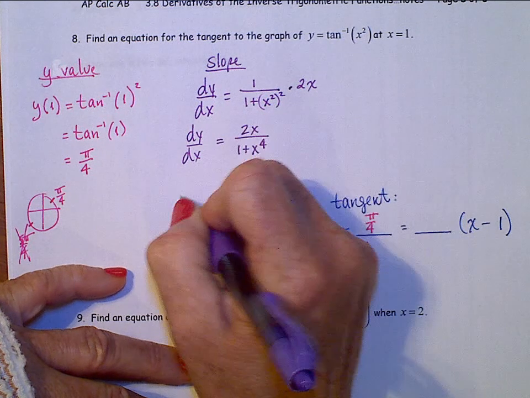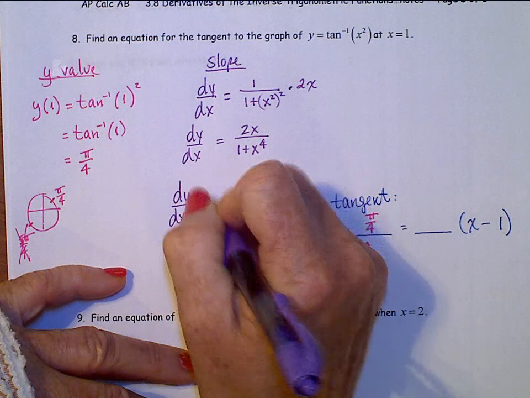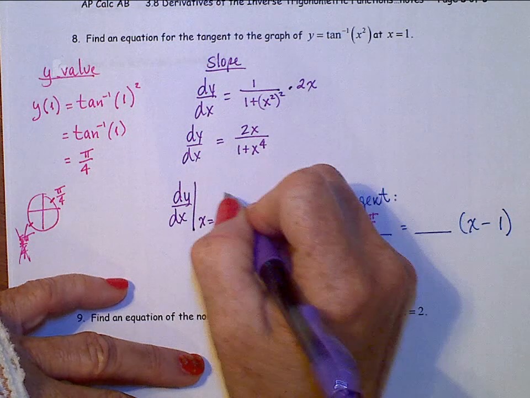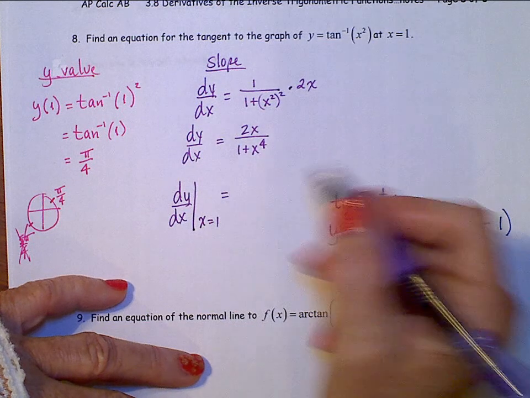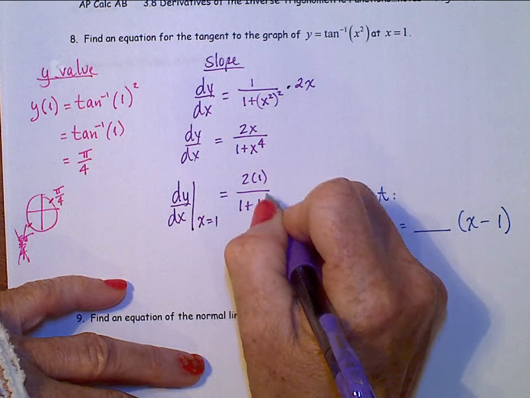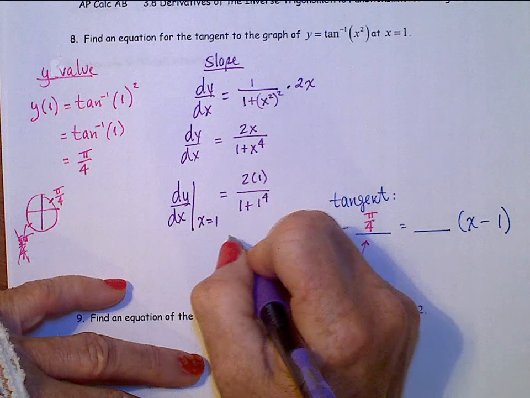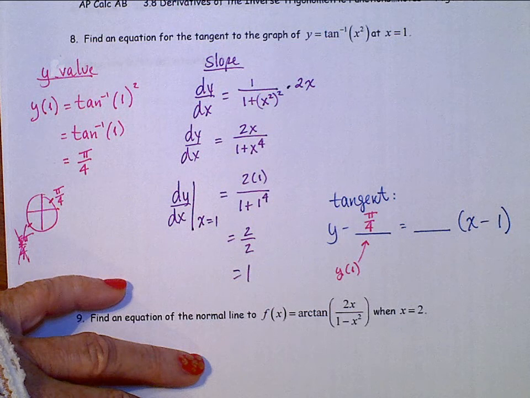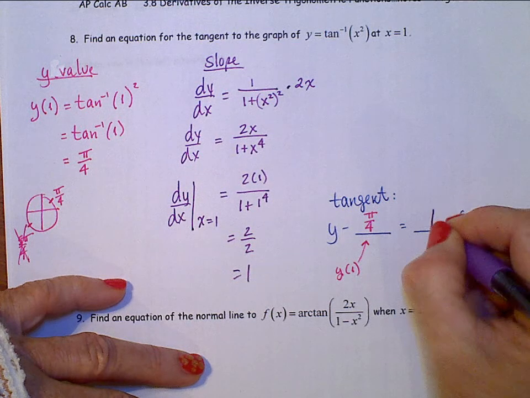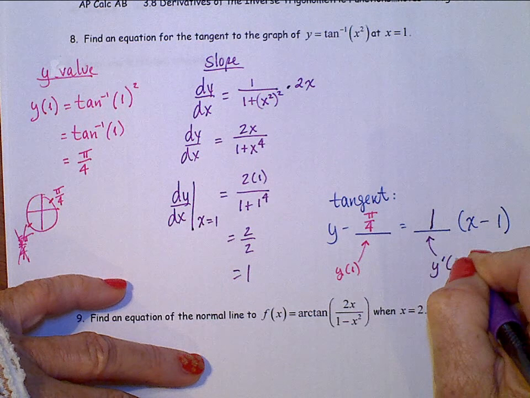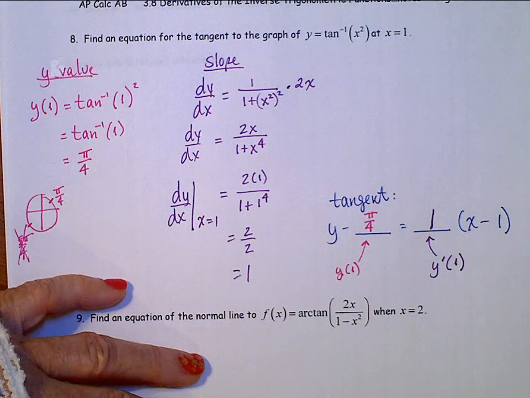Now evaluate that dy dx at x equals 1. We have 2 times 1 over 1 plus 1 to the 4th. 2 over 2 is 1. And there's your slope, right there. This is y prime at 1. All right?